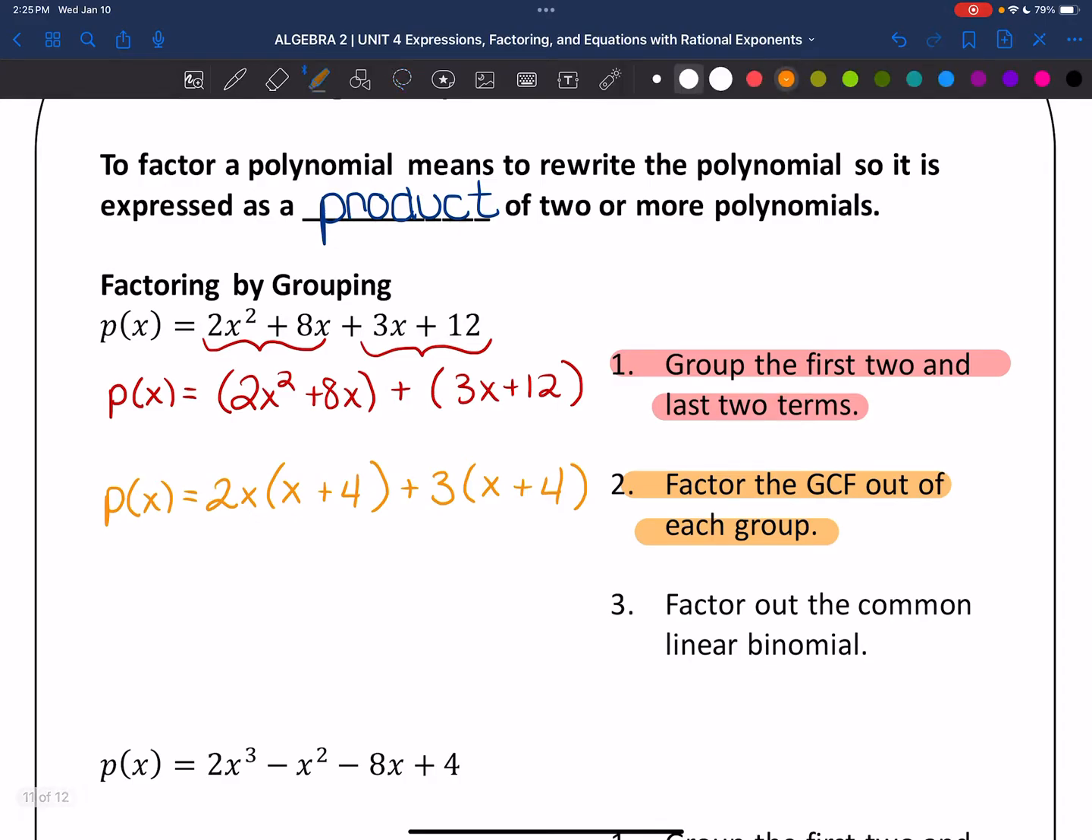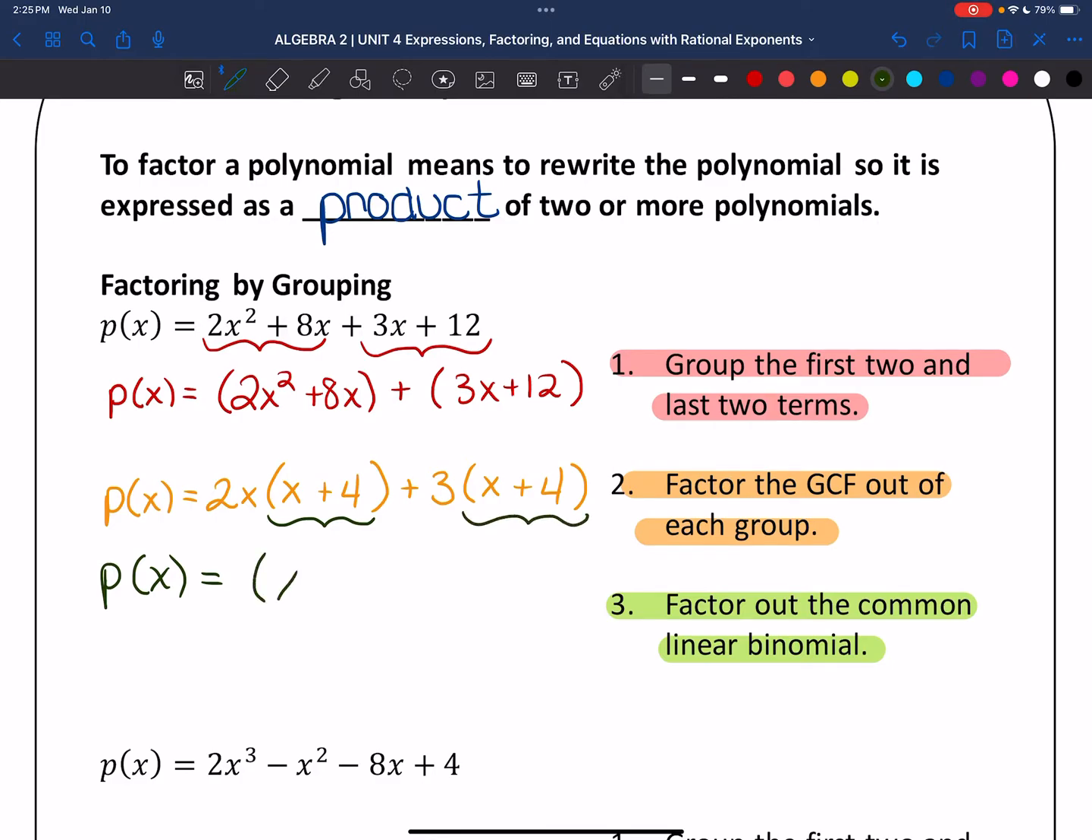Then our final step is going to be to factor out the common linear binomial. What is that common linear binomial? Well, let me show you here. What is the linear binomial that they both have in common? They both have this in common.